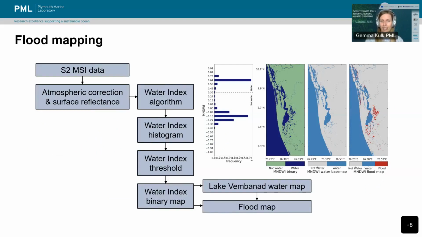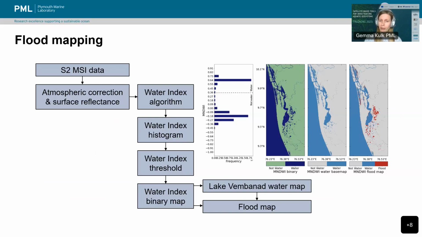We then used existing algorithms to distinguish water from land, which I will explain a bit more later in the next slide. And then used a threshold value to generate binary maps of water and land, and used several clear sky images to generate a base map of Lake Vembanad that covers the normal extent of the water in the lake and the surrounding areas. So the water extent when there's no flooding.